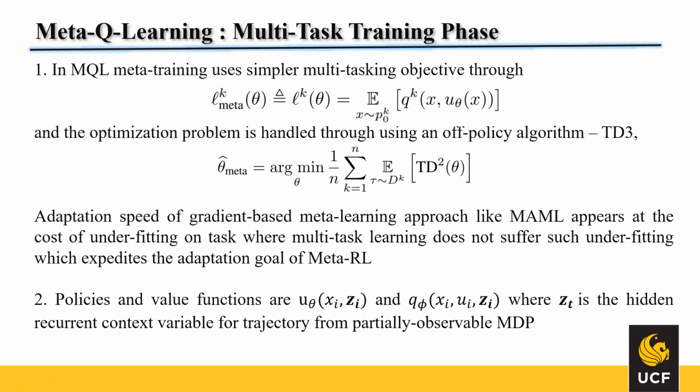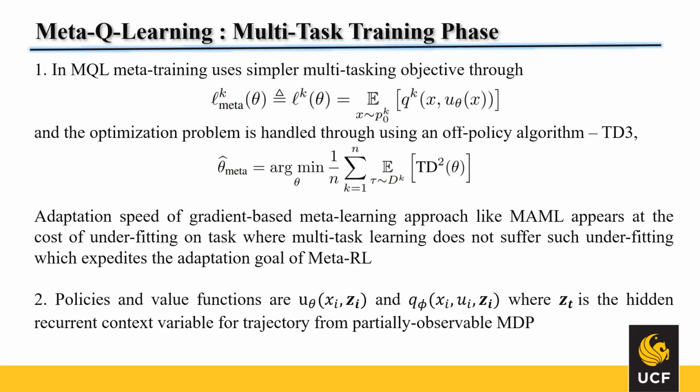So meta-Q learning is basically divided into two phases. The first is the multitask training phase, and the second phase is the adaptation to the new task. First we will discuss the multitask training phase. The core idea behind meta-Q learning is that we can do multitask-based training for doing the meta training in meta-Q learning.